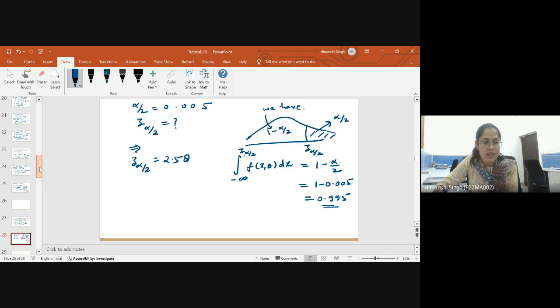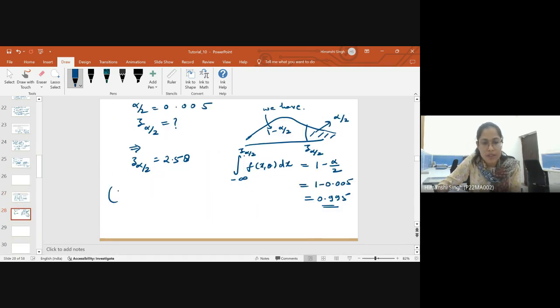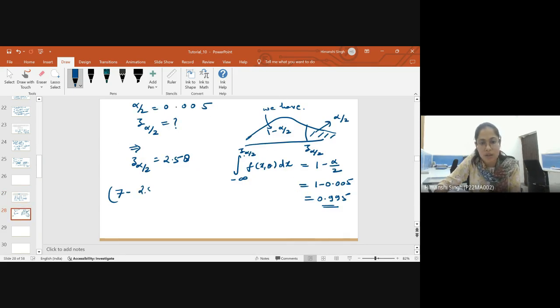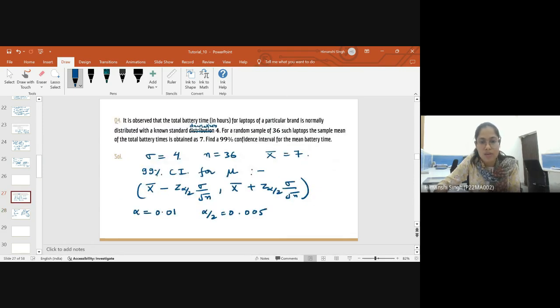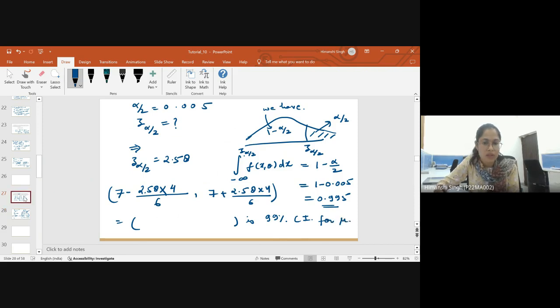Now we have all the values with us: z alpha by 2, sigma, n and x bar. Just calculate it. It will be 7 minus 2.58 into sigma by root n. Sigma is 4, root n is root 36, which is 6. So the interval is 7 minus 2.58 into 4 divided by 6, comma, 7 plus 2.58 into 4 divided by 6. What will be the confidence interval? Just calculate these values.